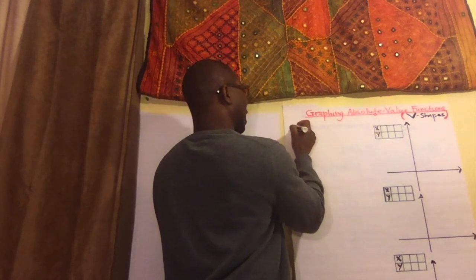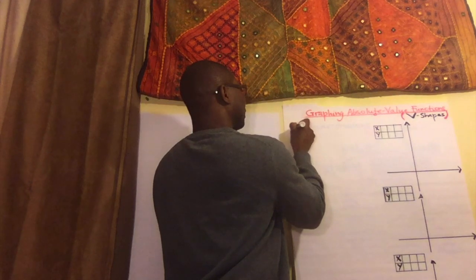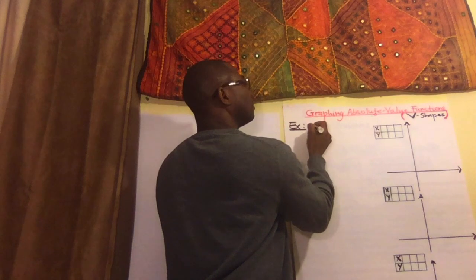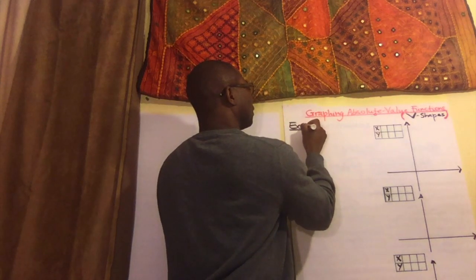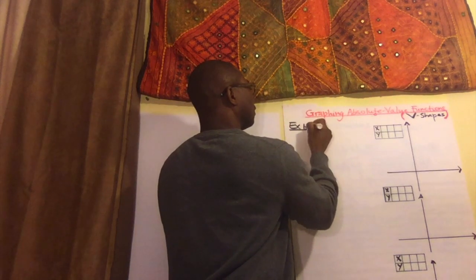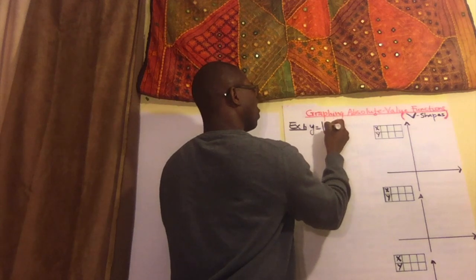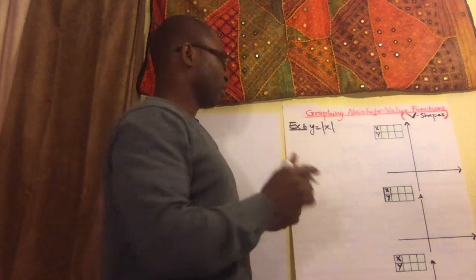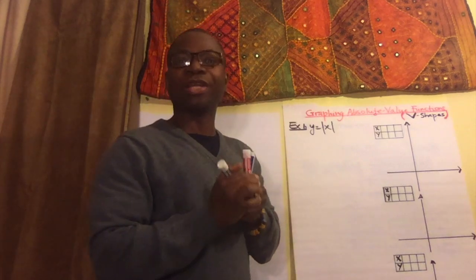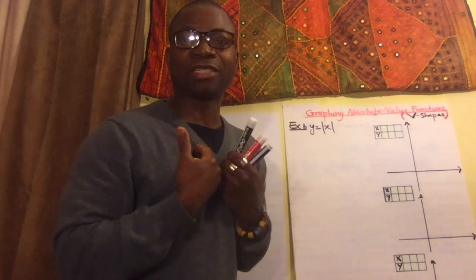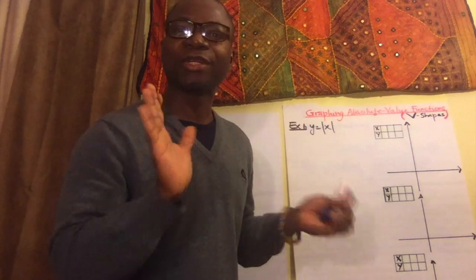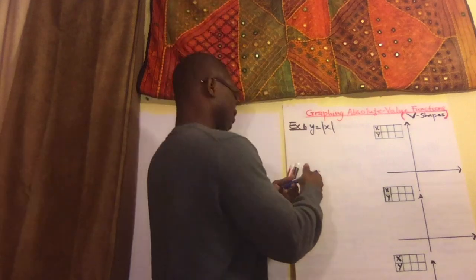We're going to graph y equal to absolute value of x. Very simple. To graph, all we need is just a few points. My suggestion to you is 3 points. That's all you need. You need 3 points and you need a ruler. That's all.